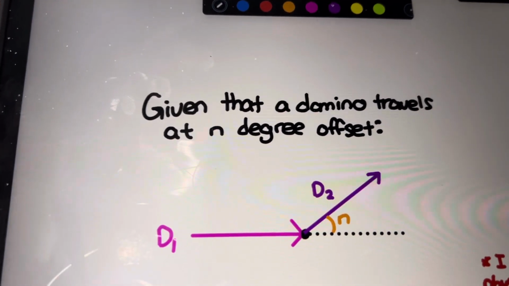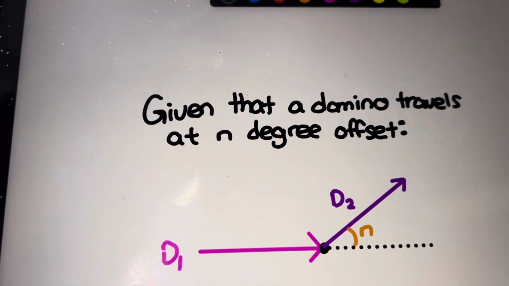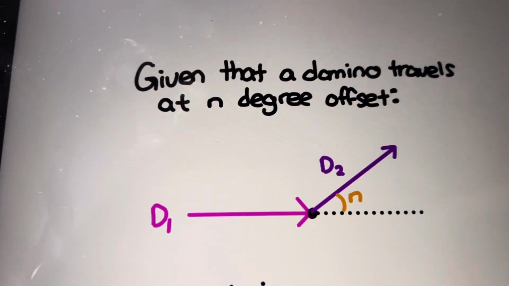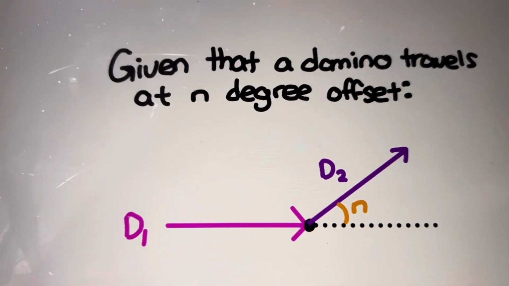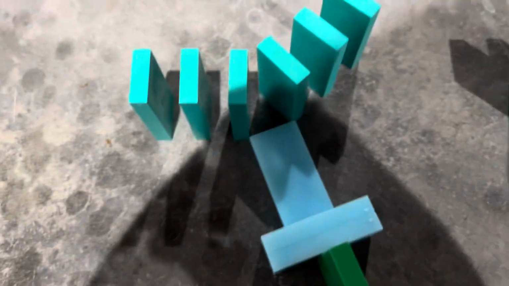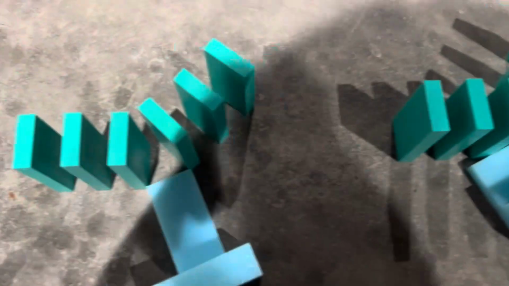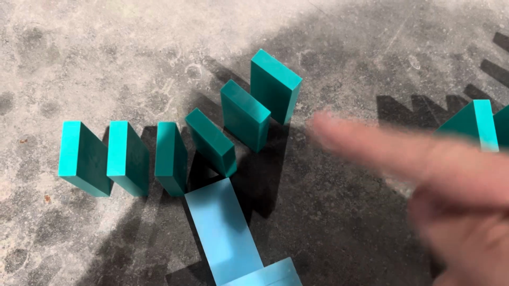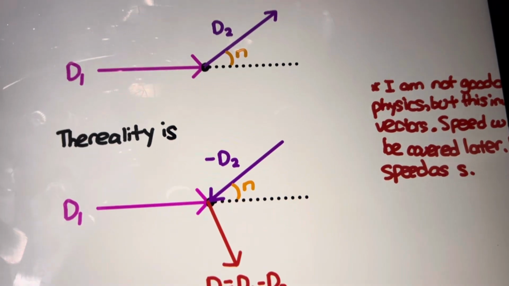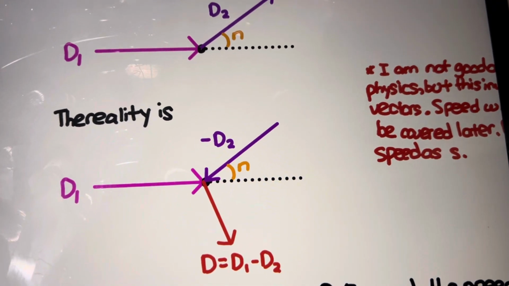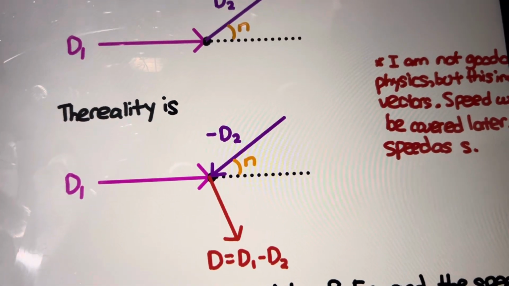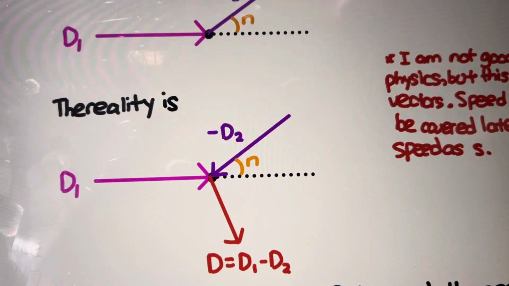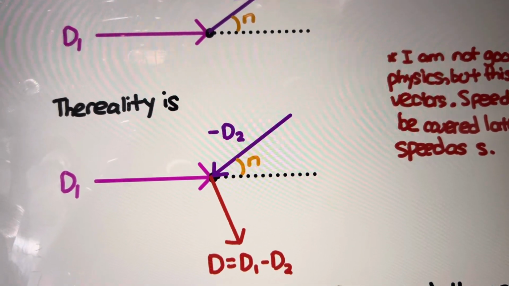So, this is given that the domino travels at an n degree offset. As you can see, there is D1, which is one domino path, and D2, which is another domino path, and n denotes the degree of the offset. Here, this right here measures 45 degrees in this direction. But the reality is that it tries to take the opposite direction, so we reverse the D2 arrow. Now we need to calculate the resulting vector D equals D1 minus D2.